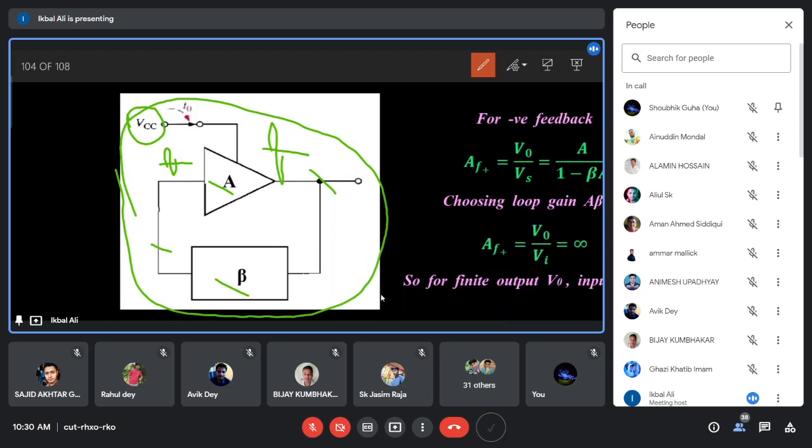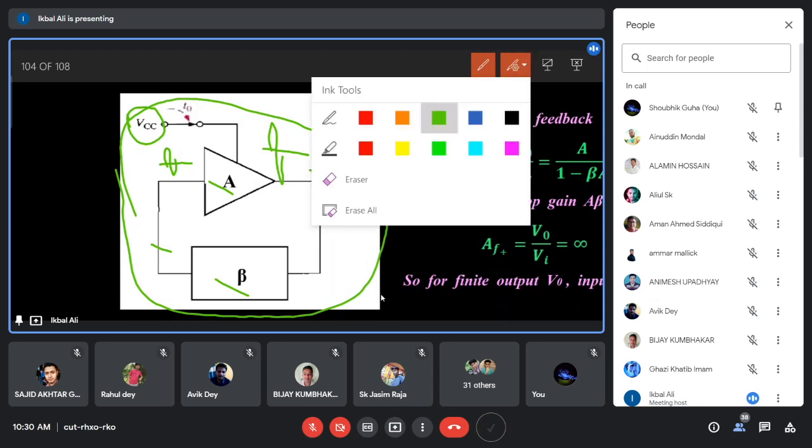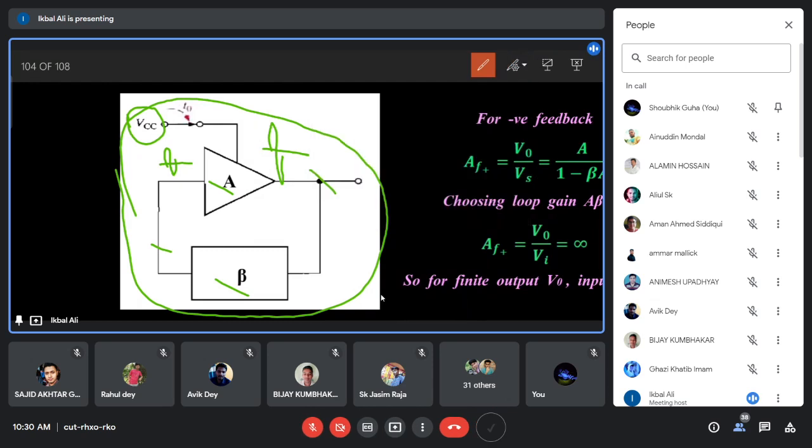So there is no AC input. There is no AC input. Still, we are getting some AC at the output. Into this circuit, you have only a constant VCC, which is a DC power supply. If this VCC is ideal, then there is no AC part, no fluctuating current.